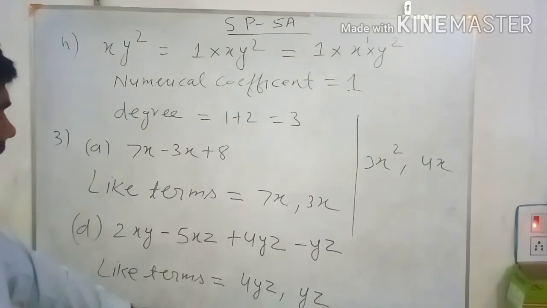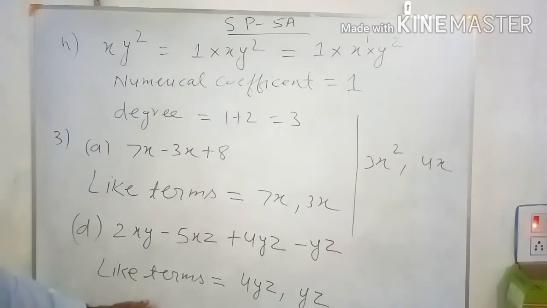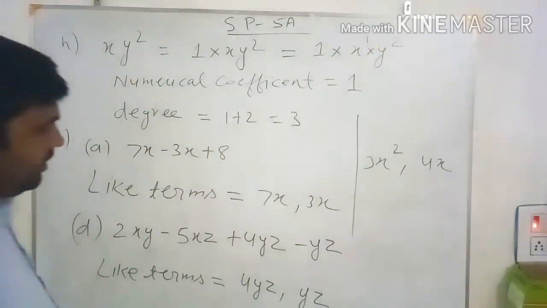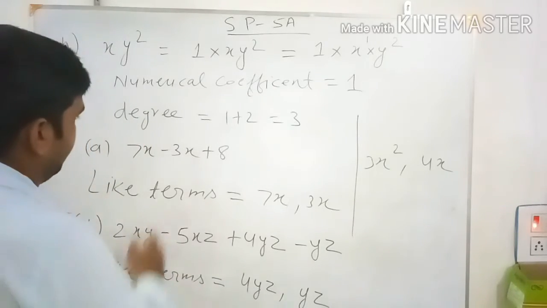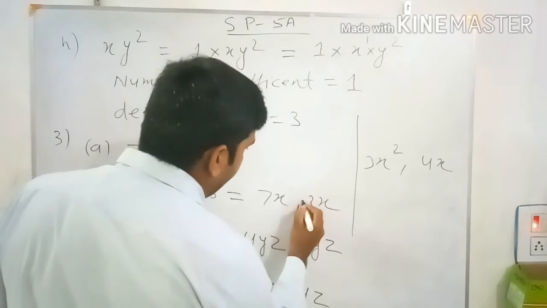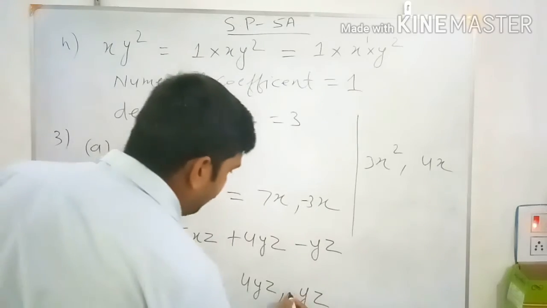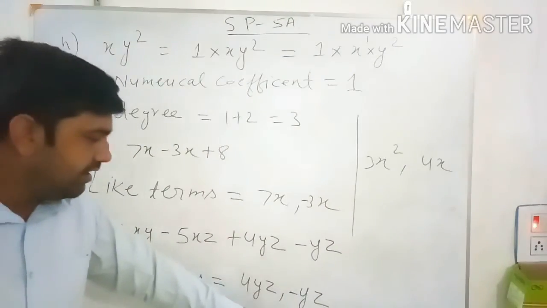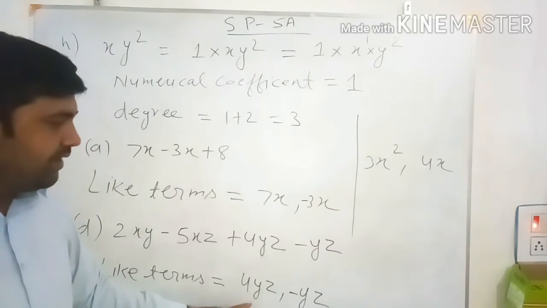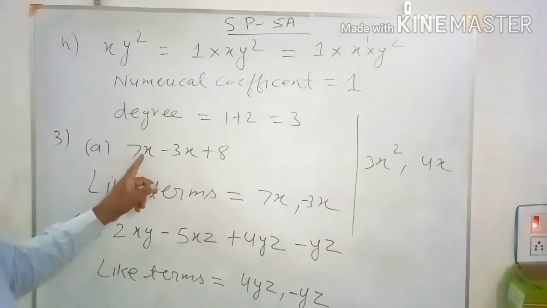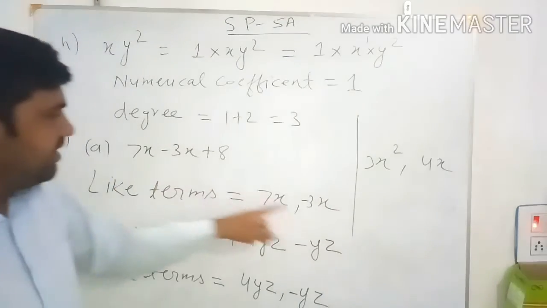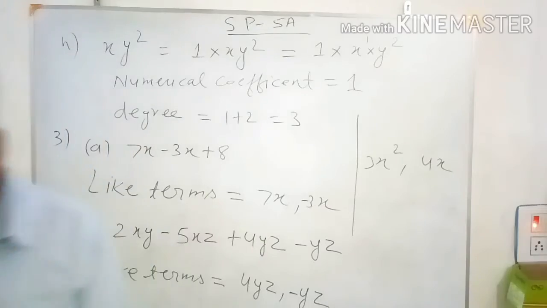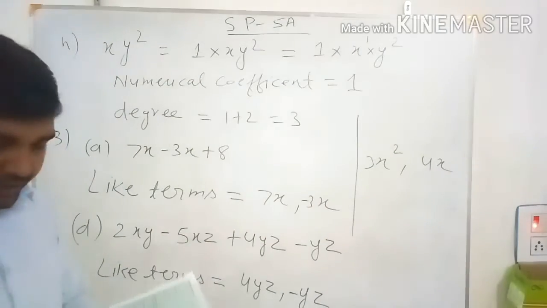So here we can write in the like terms, we will write the terms along with their sign. Here it is minus 3x, so here also we can write minus 3x, and here we can also write minus yz. Write the terms along with the sign: plus 4yz, minus yz, minus yz. Here 7x minus 3x. Simply we can write it. Okay, so these are the like terms. Simply we have to find the like terms in each expression.